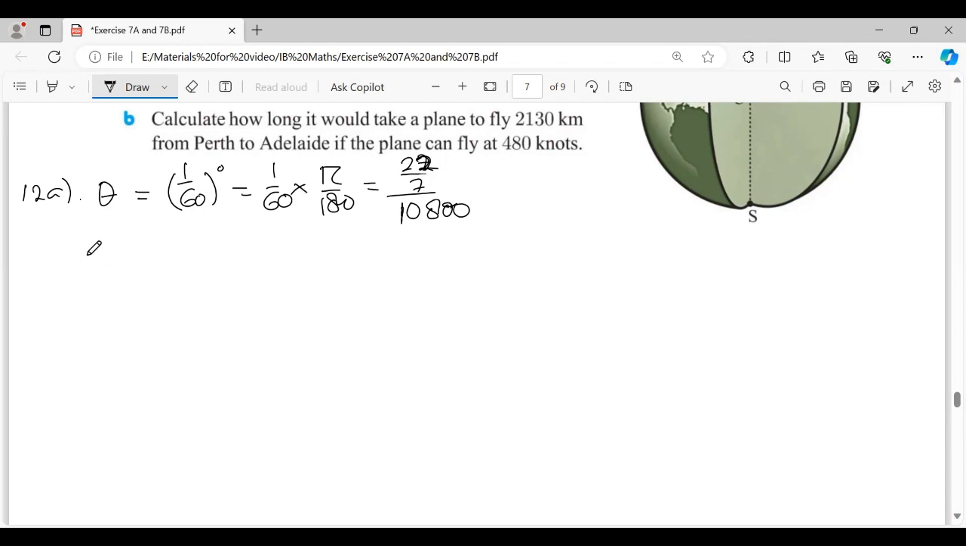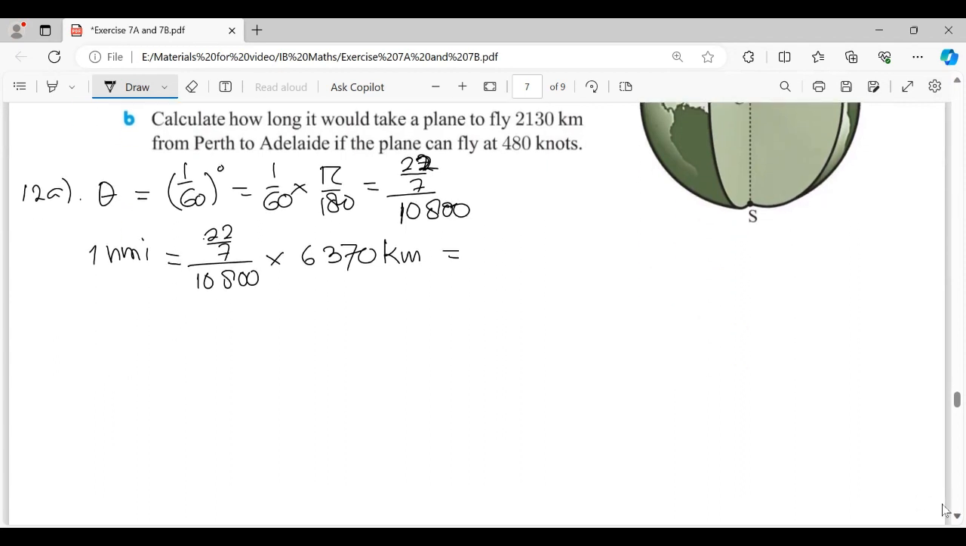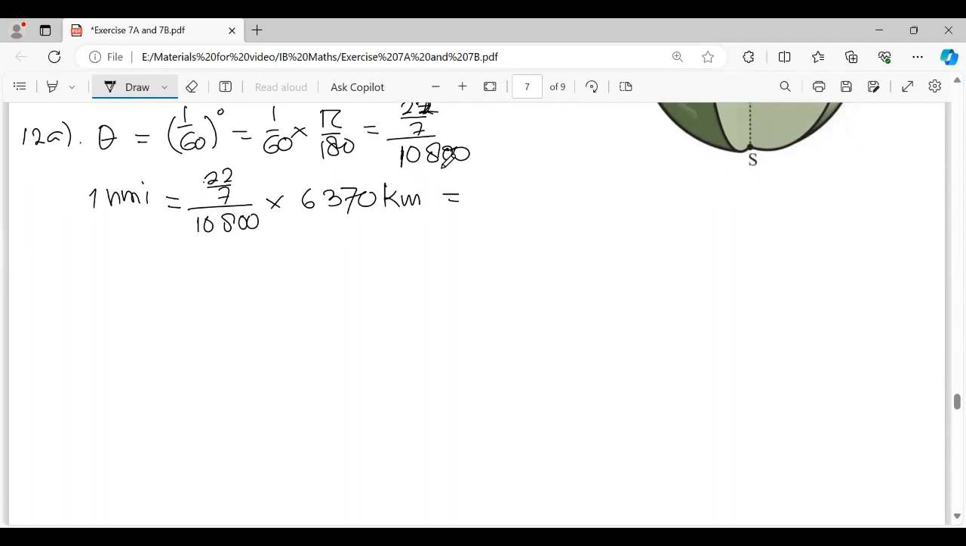And after that one, it means 1 nmi equals pi over 10,800 times 6,370 km. So it becomes 6,370 because this one, yeah, is the Earth radius, and if you calculate with calculator, it becomes 1.8537 kilometers. Yeah. Okay.